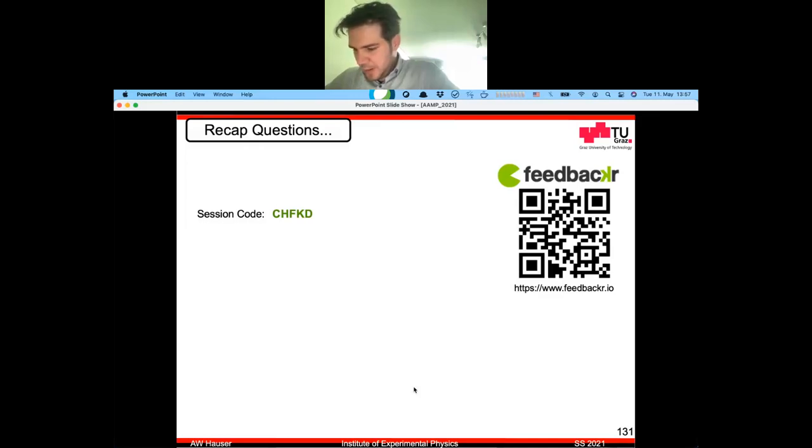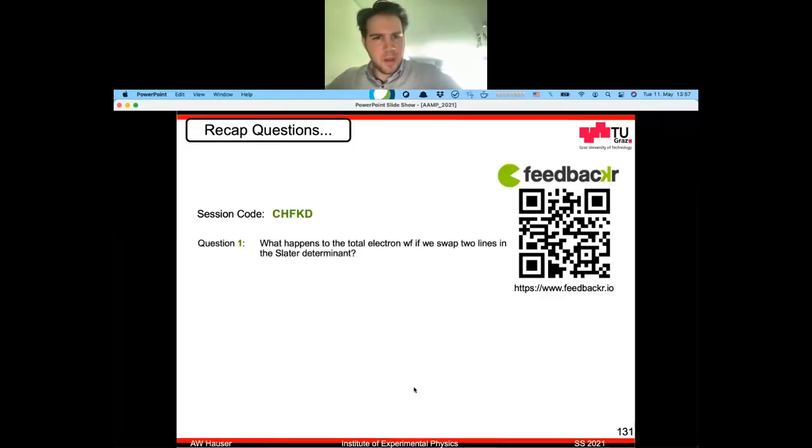And we have, as usual, 3 questions. First one, what happens to the total electron wave function if we swap 2 lines in the Slater determinant? Question 2, which dependence enforces the Hartree-Fock method to be iterative?